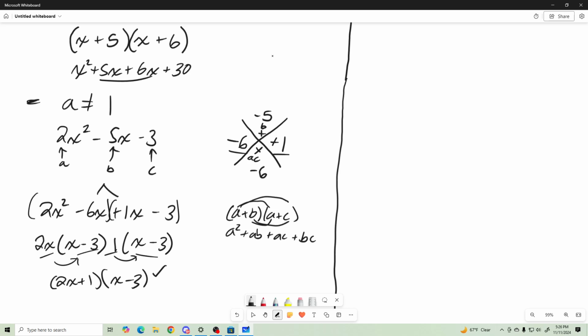This is the factored form. In fact, these are factors. If we wanted to set them equal to 0, we could find the zeros, right? Okay, so let's go ahead and give you guys one to try. Try 3x squared plus 5x minus 2. And if you want to give that a shot, go ahead.